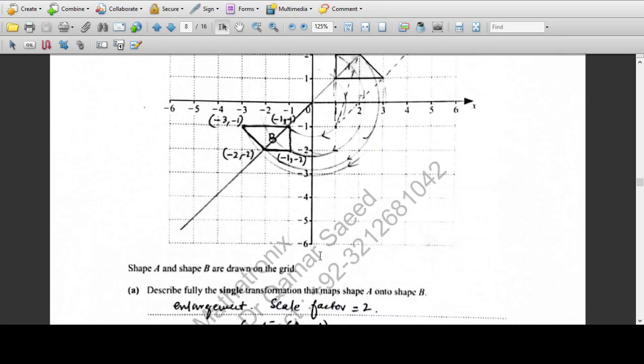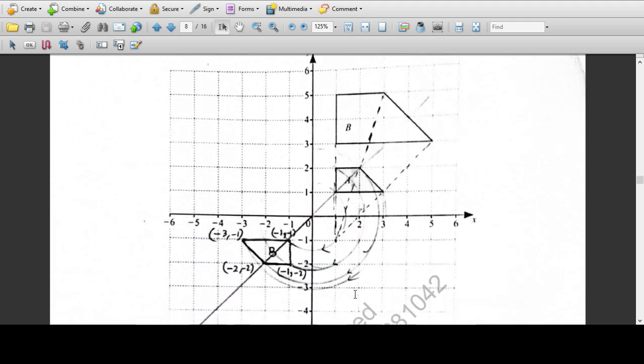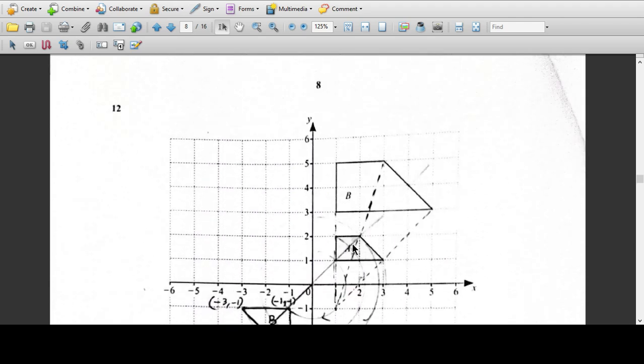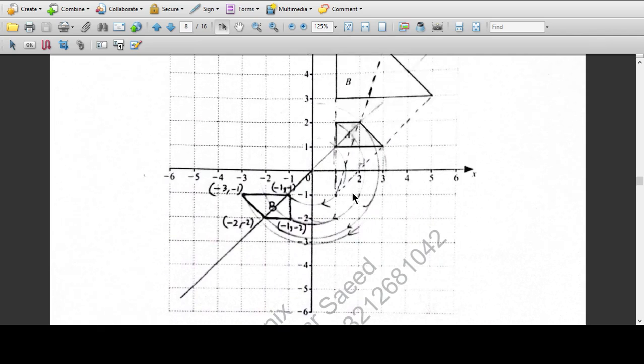So this is an enlargement with a scale factor, because the shape is in the same orientation. This upper part is equivalent to this one, and this is equivalent to this line, so the shape is upright, in the same orientation. If we place this shape upside down, then the scale factor becomes -2. Here the shape is in the same form, so the scale factor is +2. So the scale factor is 2 and the center is 1 comma minus 1.